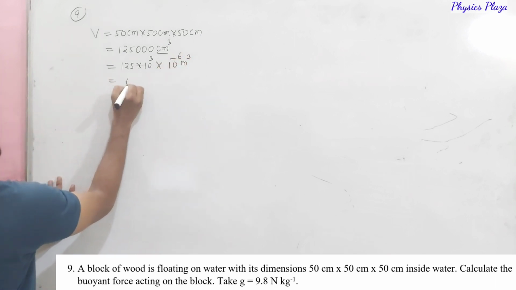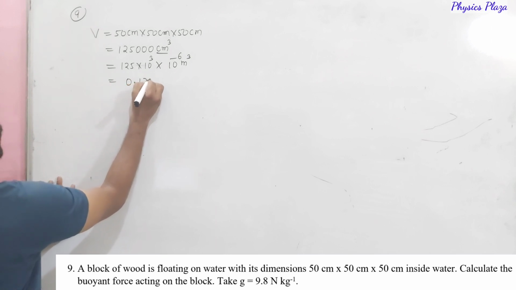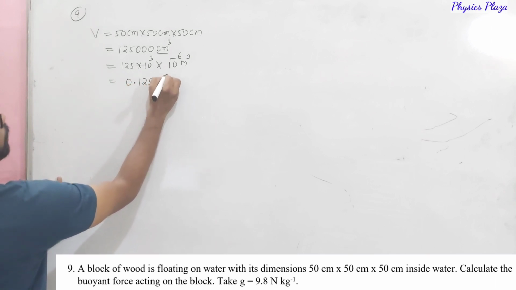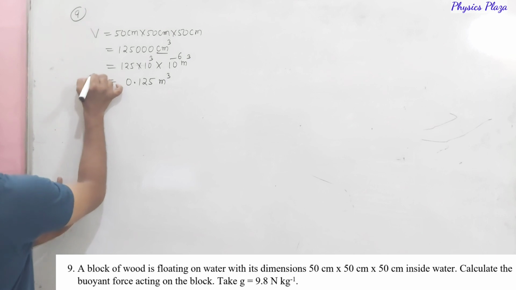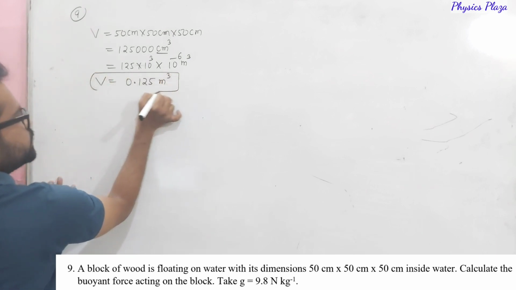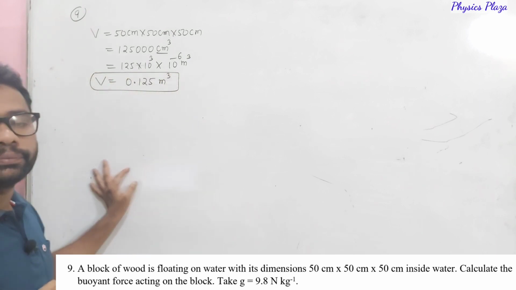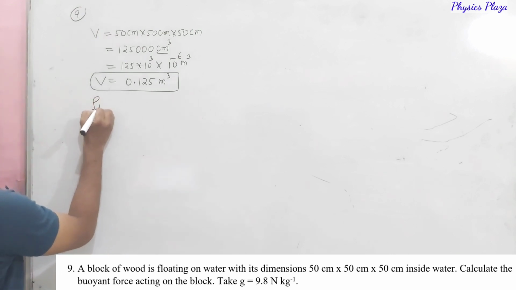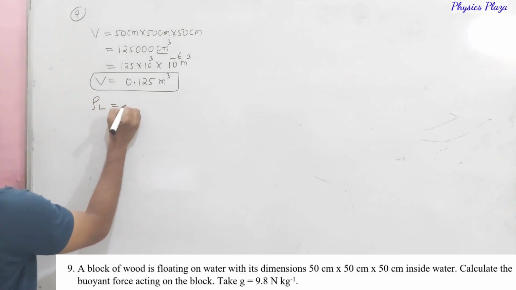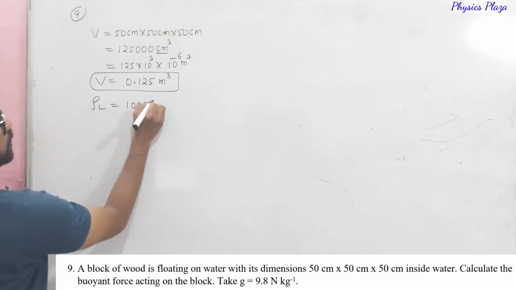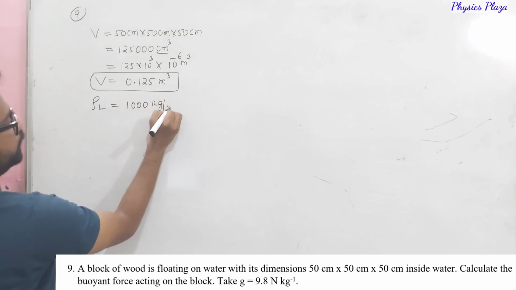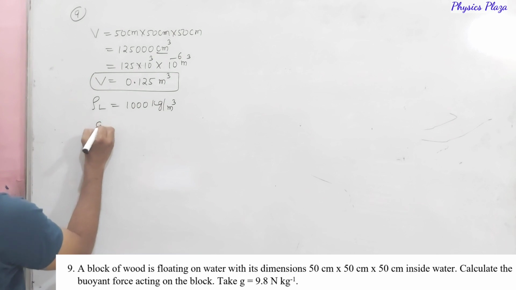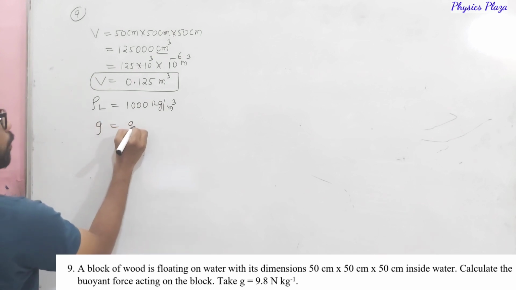So this can be 0.125 meter cube. This is the volume of the solid completely immersed in water. And children, density of water is how much? Density of water, that is liquid, is equal to 1000 kg per meter cube. And the g value is given, children, it is 9.8.